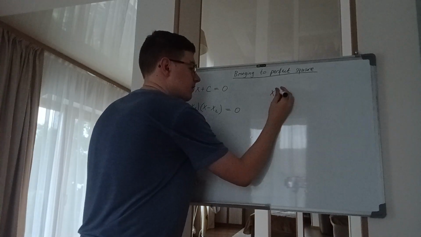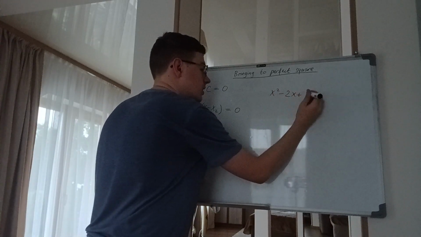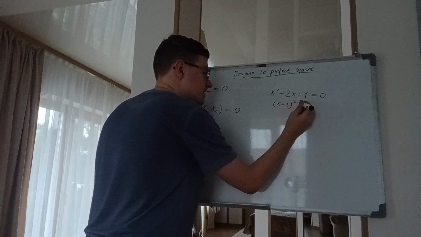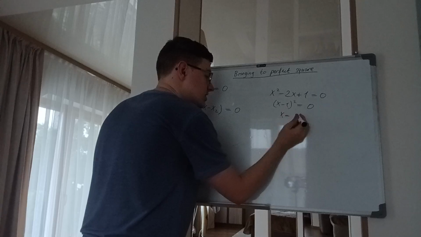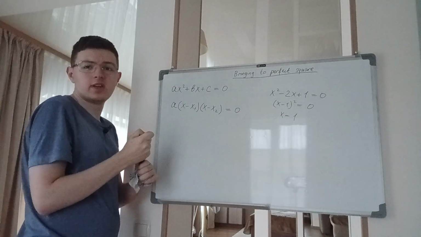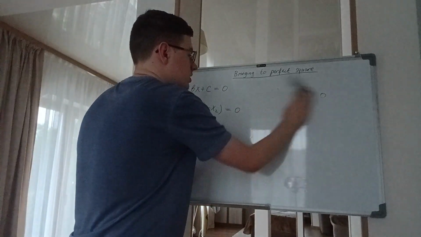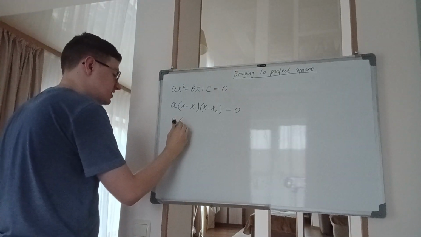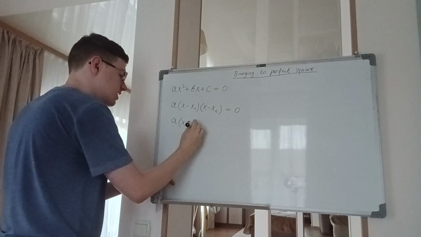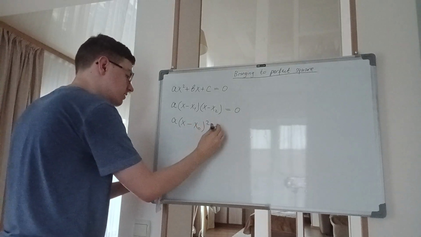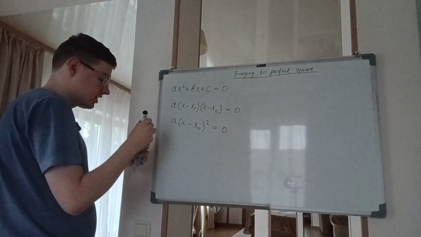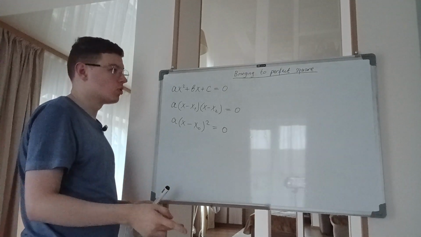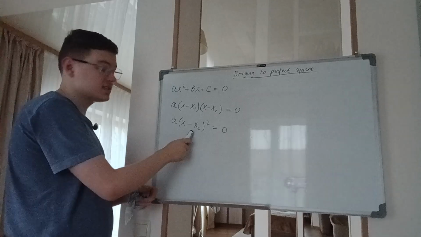So for instance, we have x² − 2x + 1 = 0. Yes, it's the perfect square, (x − 1)². And the only solution here is 1, which is obvious, right? So here is a similar issue. Here we have a times (x − x0)². Since x1 equals x2, we have two same solutions, or only one solution here. It's x0.